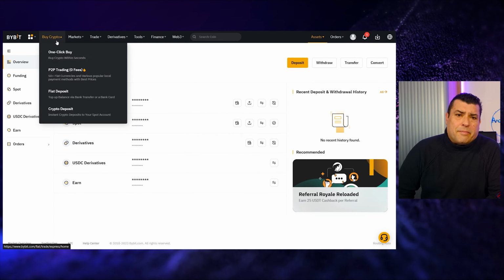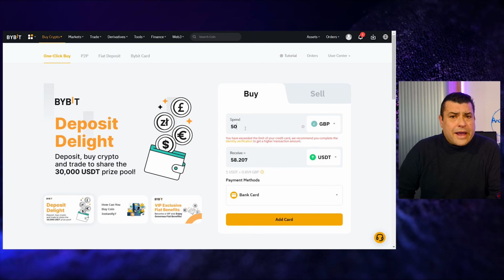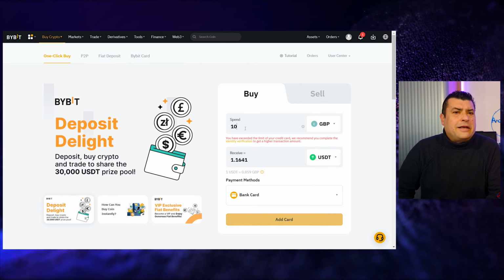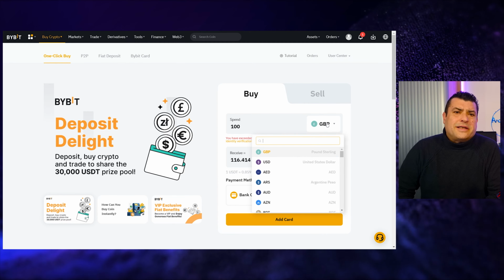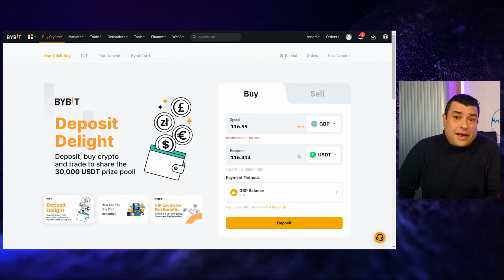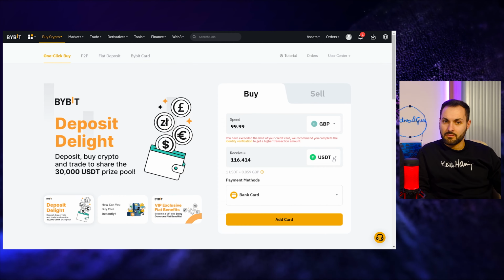Simply go to Buy Crypto and choose one-click buy. Enter the amount you want to spend in your chosen fiat currency and it will display the amount you will receive in your chosen cryptocurrency, which could be USDT, Bitcoin, Ethereum or USDC.